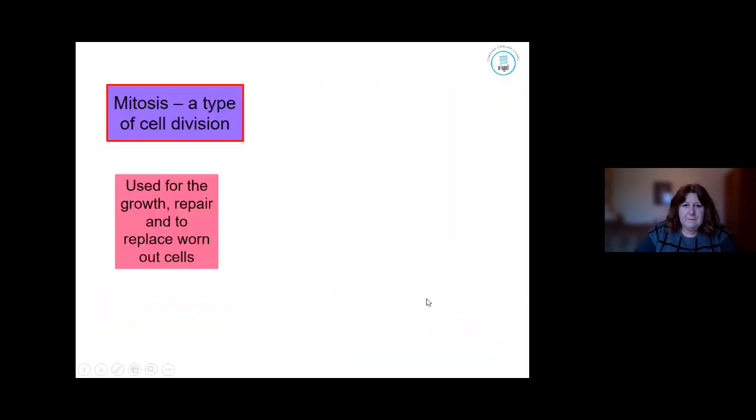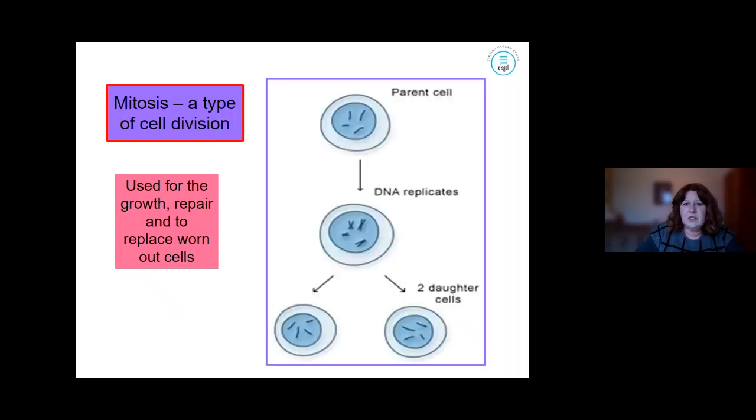Okay, moving on again. So we're going to look first of all at the type of cell division called mitosis. Now mitosis is pretty important because it's used for growing cells, repairing cells, and to replace worn out cells as well. So there are three parts to the job of mitosis.